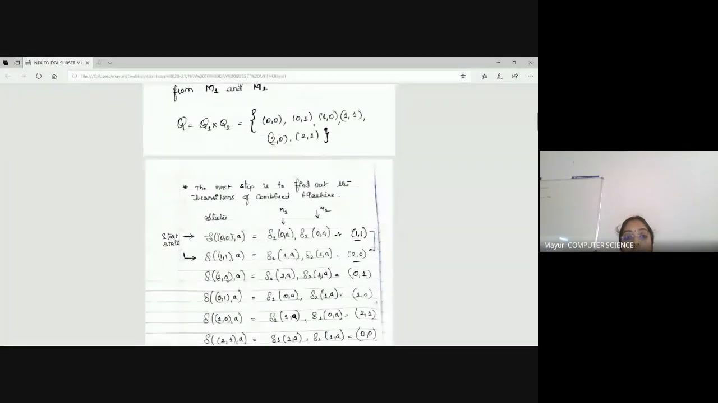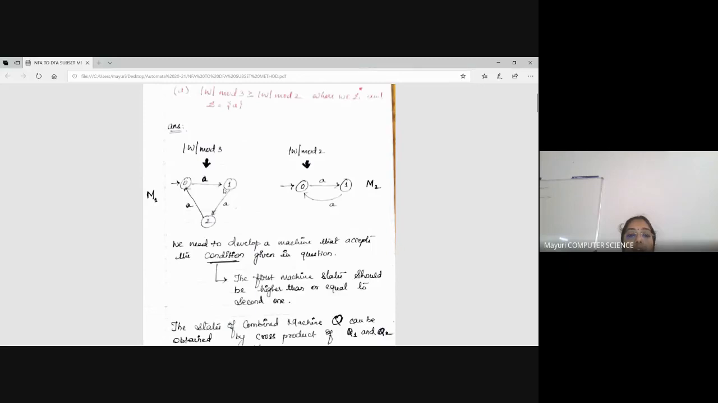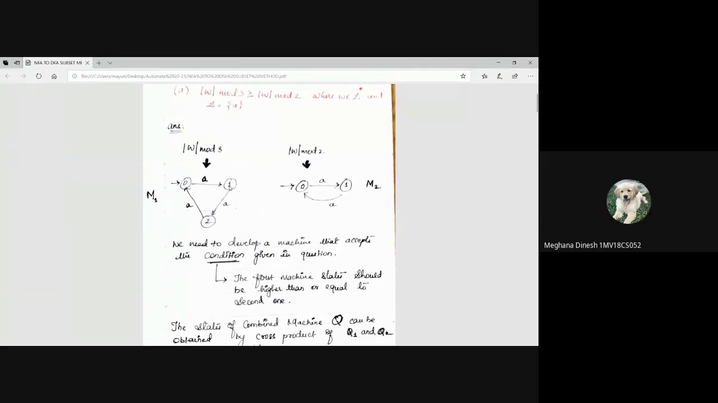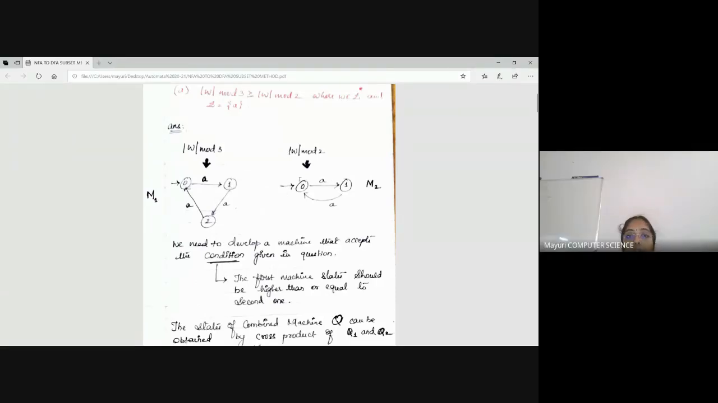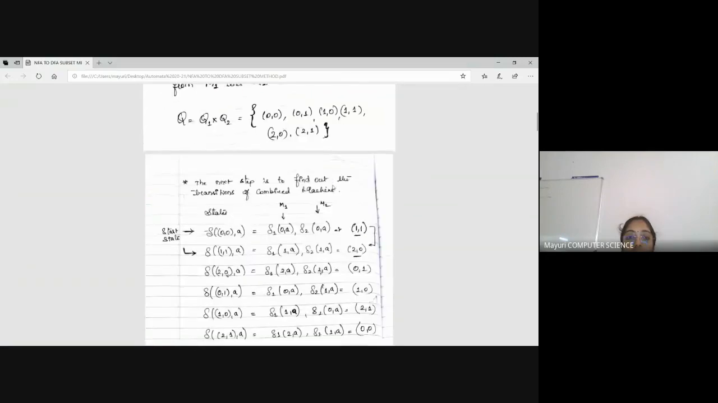Cross product of M1 and M2. Yes, so then you have to look into machine 1 for the transition. In machine 1, when I apply input A to 0, where does it go? It goes to state 1. In the second one, when I apply A to 0, it goes to 1. So that is the reason why you have 1 comma 1.